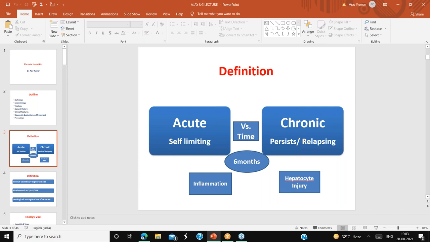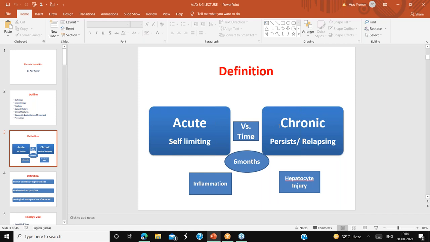Now, when we define acute versus chronic, although we take the time limit as 6 months, some chronic liver disease can have an acute presentation also. So at the onset, it may be very difficult to differentiate whether it's acute or chronic liver disease, and one needs to follow the patient over a period of time to differentiate whether it is actually chronic or acute liver disease.